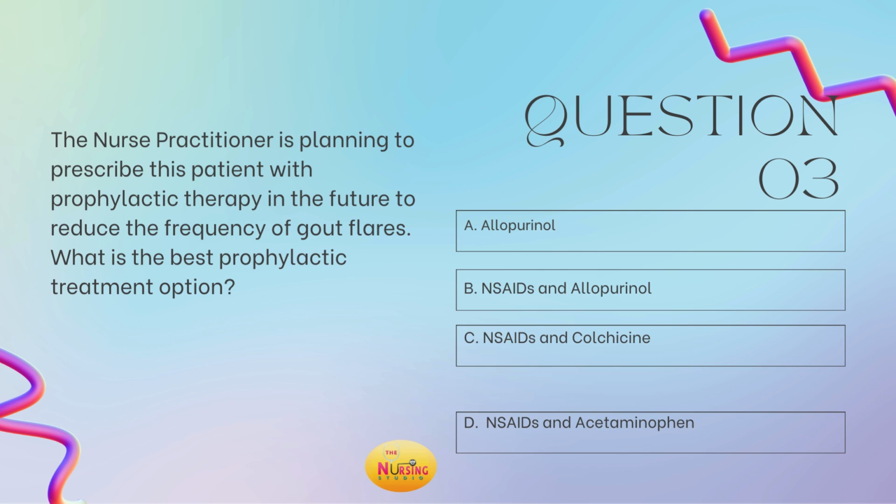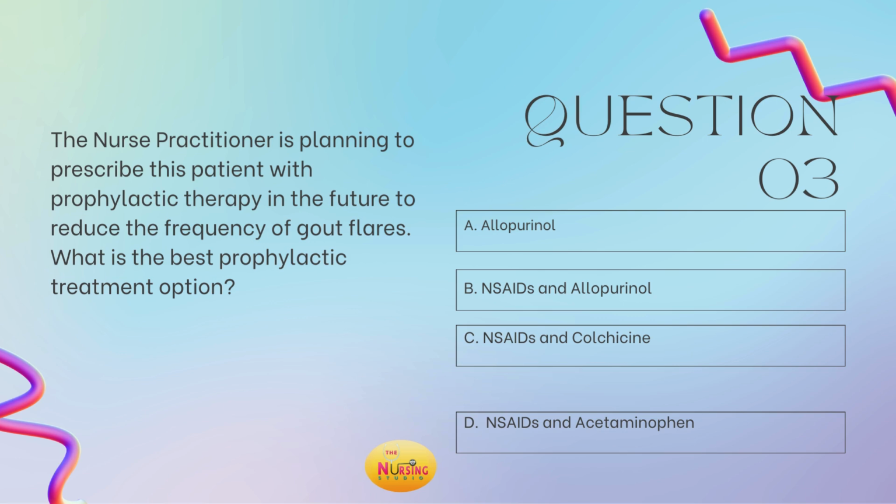So here we're still talking about gout. The nurse practitioner is anticipating future treatment options, right? Planning ahead to prevent the frequency of gout flares. So with that, we want to provide prophylactic management. Okay, we do not provide prophylactic management while in an acute flare. But if they were already on prophylactic treatment, and then they have a flare, there's no need to stop that treatment, okay? So let's answer the question first and I'll explain that a little bit more.